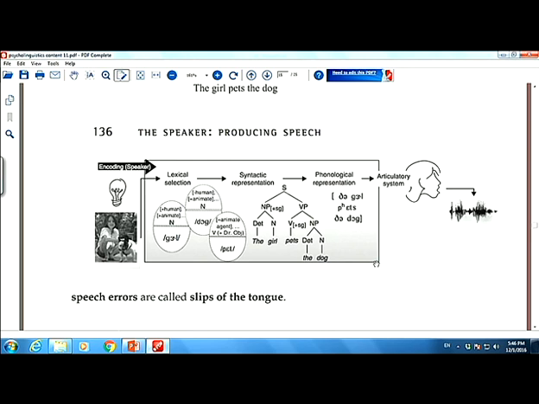And what is first in language production? Lexical selection, syntactic representation, or phonological representation? Which one comes first? You should know that. I might ask you, which one comes first, phonological representation or syntactic representation? In the exam, you tell me, well, syntactic representation comes first in language production.